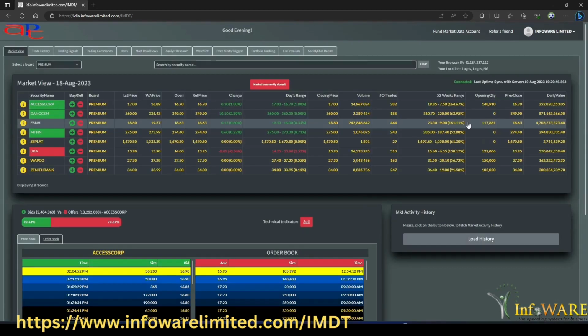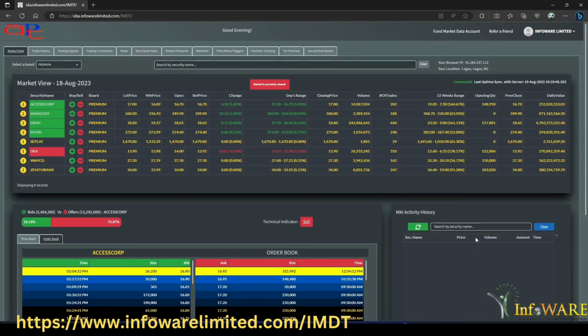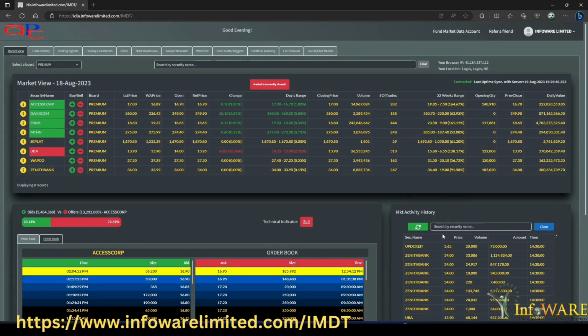The other thing that might be interesting for traders here is this market activity. The market activity shows all of the trades that have happened as of the point in time when we're at market close. So this is all the trades, and you can even see the time. The last trade happened for UPDC, Red, and then Zenith Bank at exactly 14:30, which was exactly the market close.